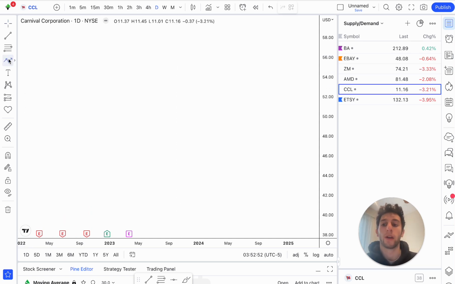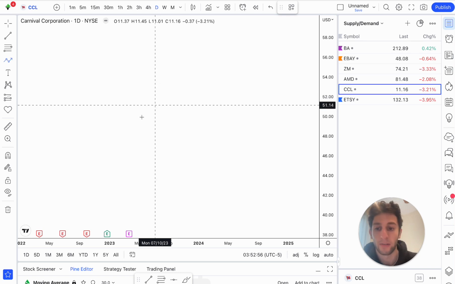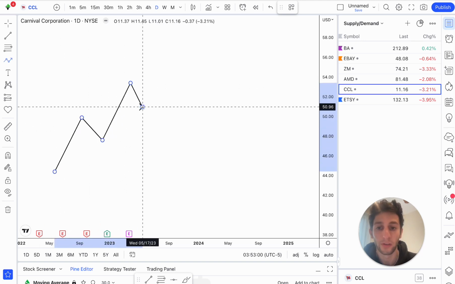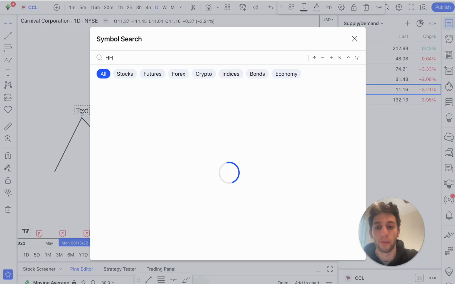So right here, I have a blank chart up. What I'm going to do is go over the basics of trend. Now, obviously, the way trend works is very, very simple. This is a very clear uptrend. And the reason for that is we have higher highs and higher lows, right?